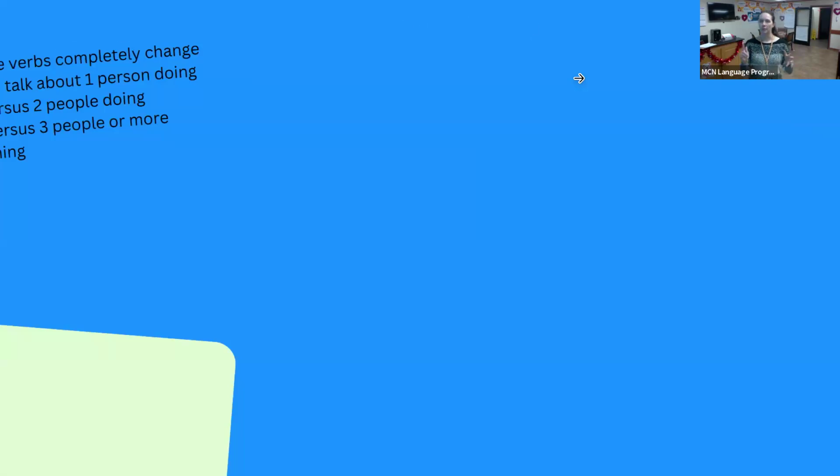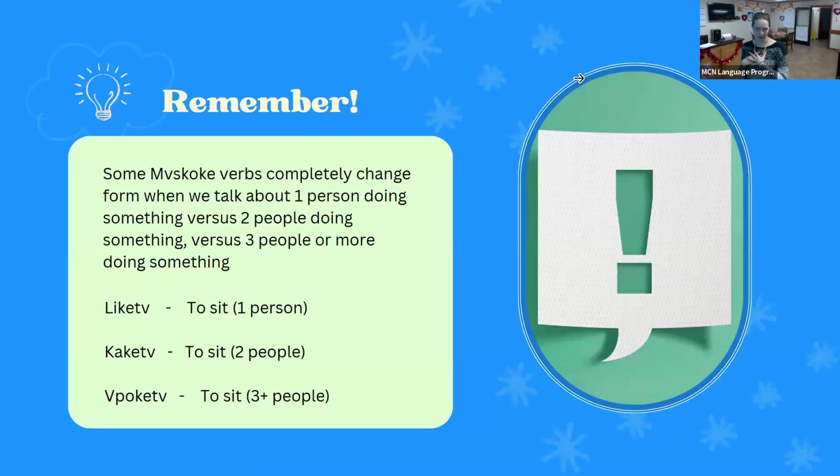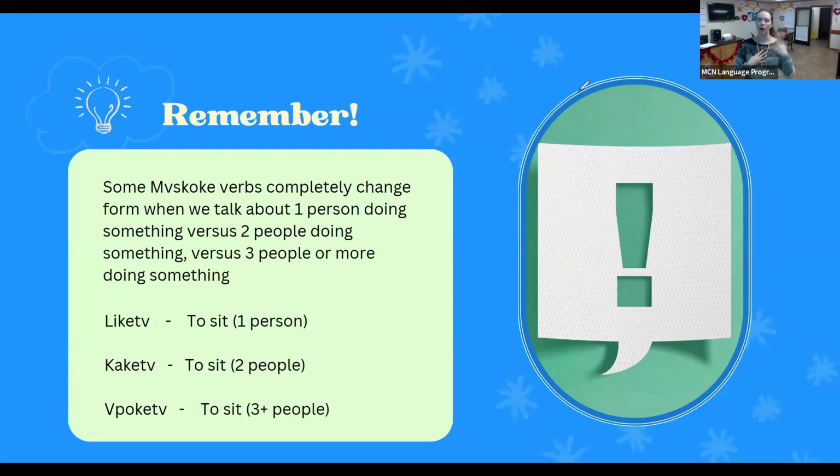Okay, so remember, I have talked about this in the past, but there are definitely plenty of people here that have probably never had me as a teacher. So quick note, some Mvskoke verbs actually change form if there's more than one person doing the action. They are the minority of the verbs, but it is still very common. So an example is legida, to sit, a very important and common word.